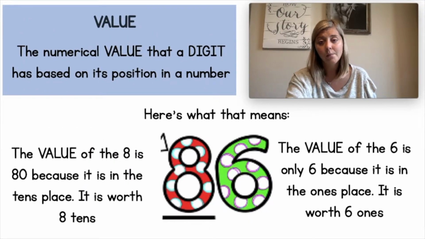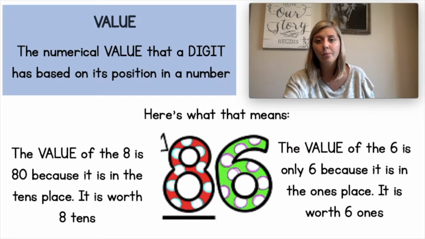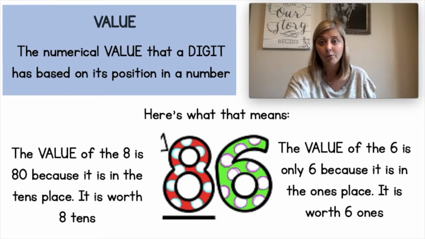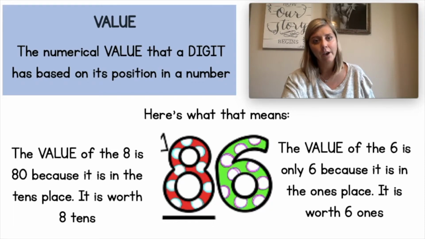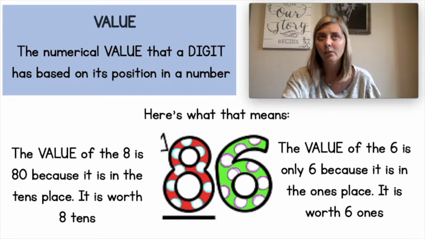We just talked about numbers, digits, tens place, and ones place, and a really key important part of understanding place value is understanding the value part of that. So we know tens place and ones place, we know the digits that make up a number, but now we need to talk about value: the numerical value that a digit has based on its position in a number. That sounds a little confusing. So here's what that means.